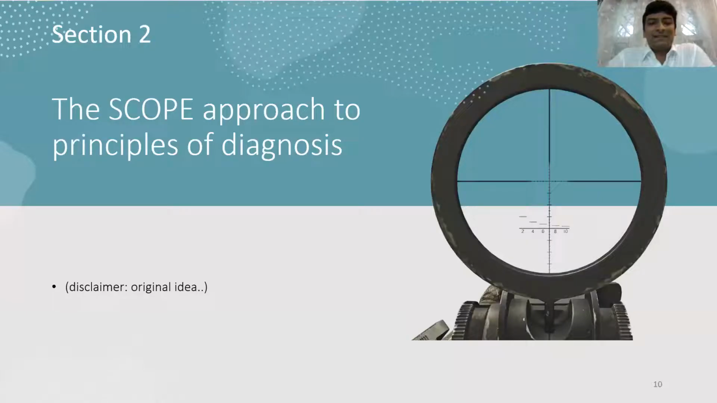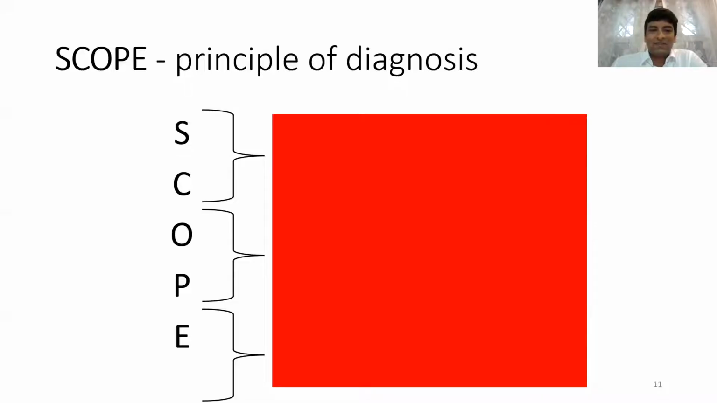All right, as I was thinking about how to put this across clearly, I came up with this mnemonic, and it's not from literature. It's something that I made up myself, and I hope it will enable us to take back some principles on how to deal with these disorders. I call it the SCOPE approach. SCOPE referring to something that we use to find a target. So what do I mean by SCOPE?